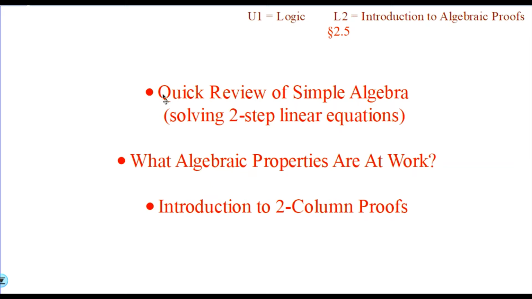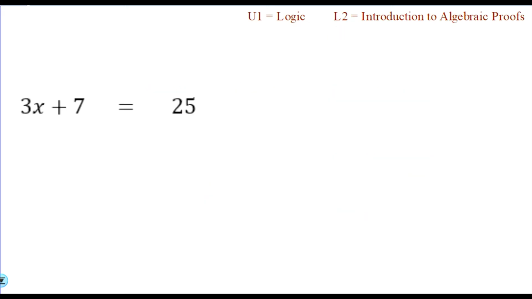So most of you haven't seen any proofs at all. So let's get right into it. Start off with this quick review of simple algebra. Here is a problem. 3x plus 7 equals 25. And we need to solve it. And to solve it means to find the value of the variable that makes it true. So hopefully you've seen this kind of analogy before.